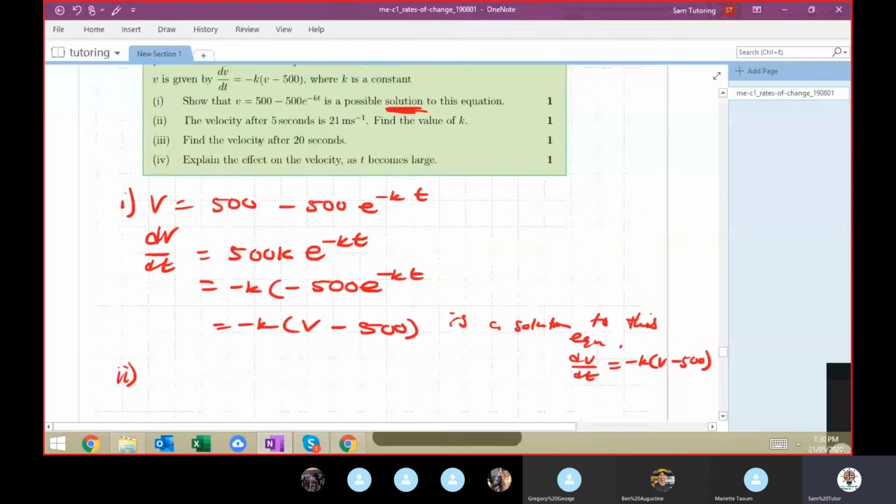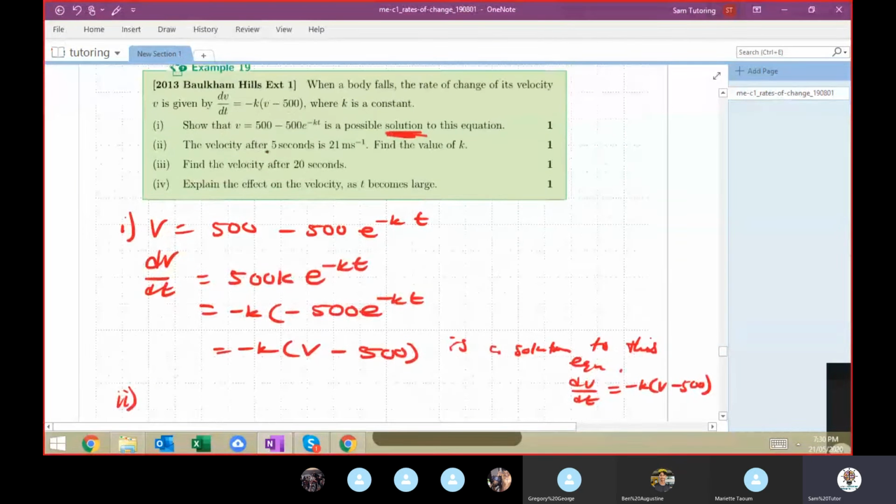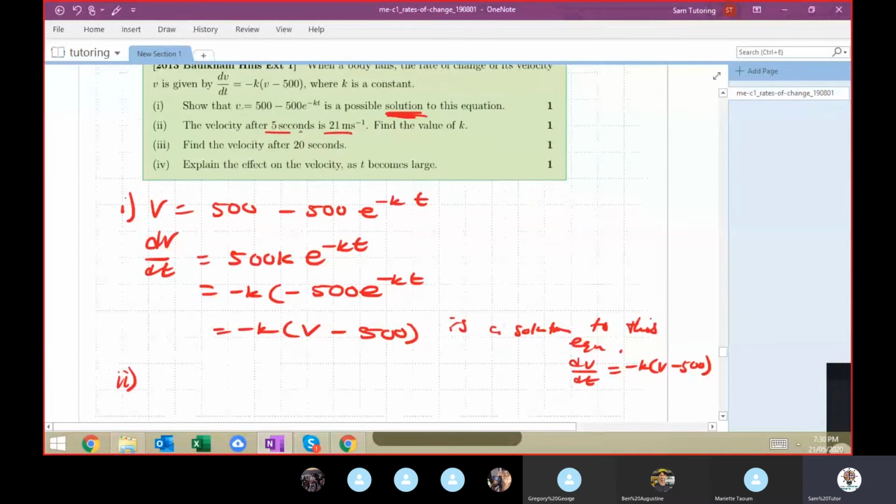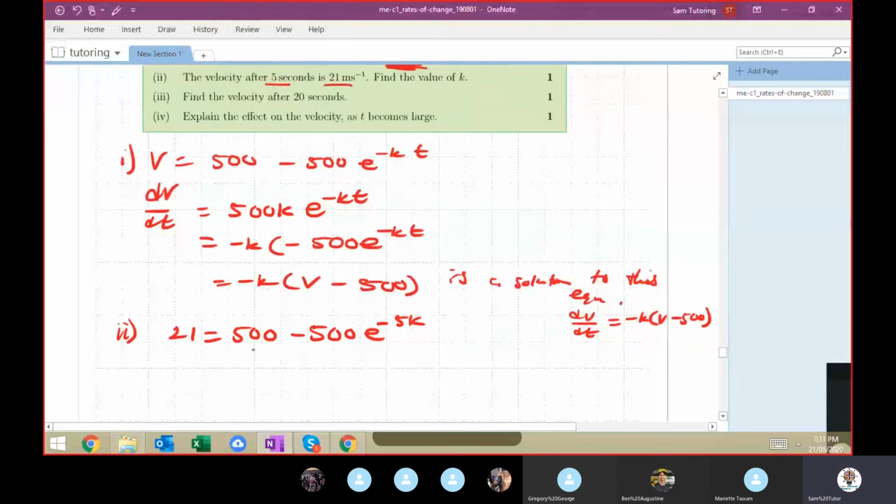Part A: the velocity after 5 seconds is 21. Find the value of k. Velocity is 21, t is 5. You just do it all again. Can you see how repetitive these questions are? It's a surprise that some students walk into their exams without getting marks for these. It's the same question.